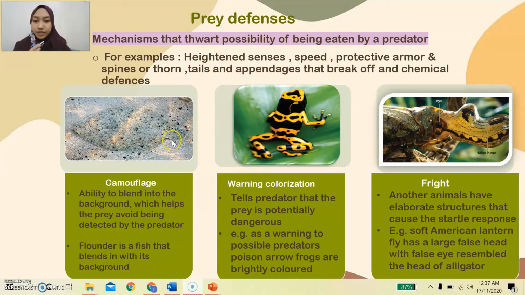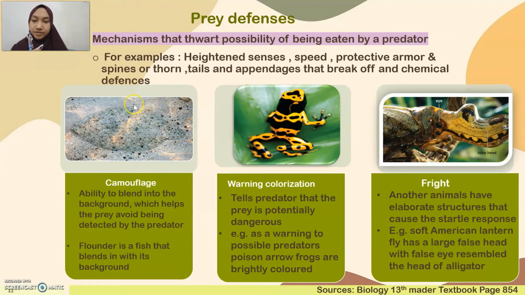Okay, one of the common strategies to avoid predators is camouflage. Camouflage is the ability to blend into the background, which helps the prey avoid being detected by the predator. Some animals have cryptic coloration that blends them into their surroundings. As you can see here, a flounder, which is a fish, blends itself into the sand at the bottom of the sea. Another example of camouflage is when lizards blend themselves into the bark of trees.